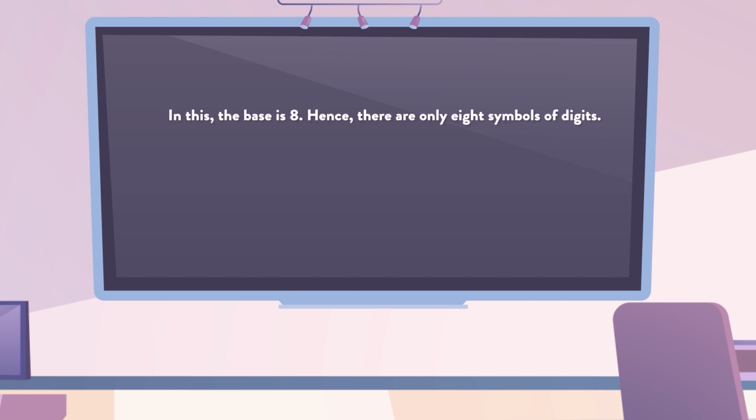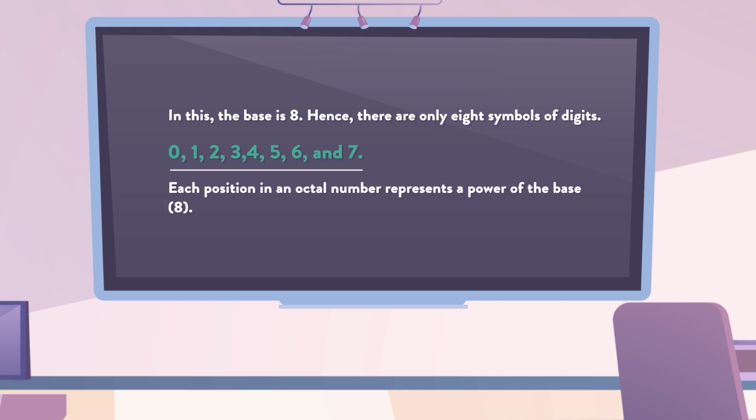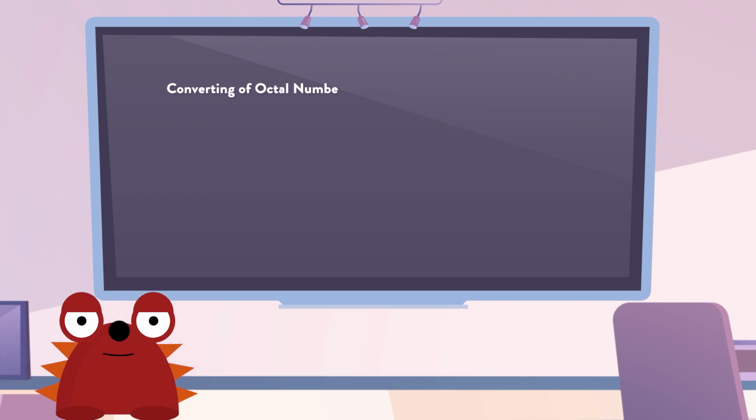Hence, there are only 8 symbols of digits: 0, 1, 2, 3, 4, 5, 6 and 7. The largest single digit is 7. Each position in an octal number represents a power of the base 8. Let's look at the converting of octal numbers into a decimal number.